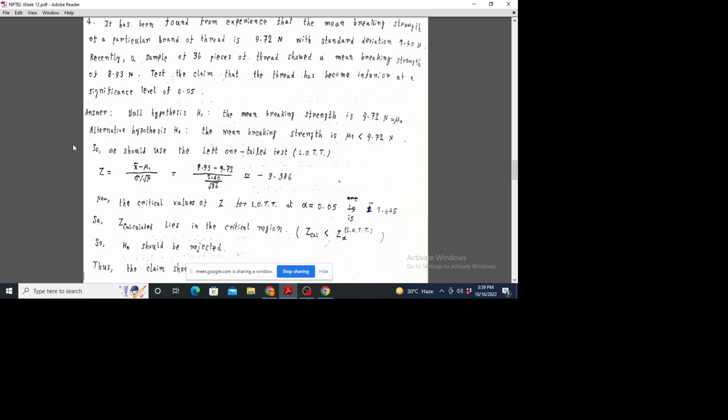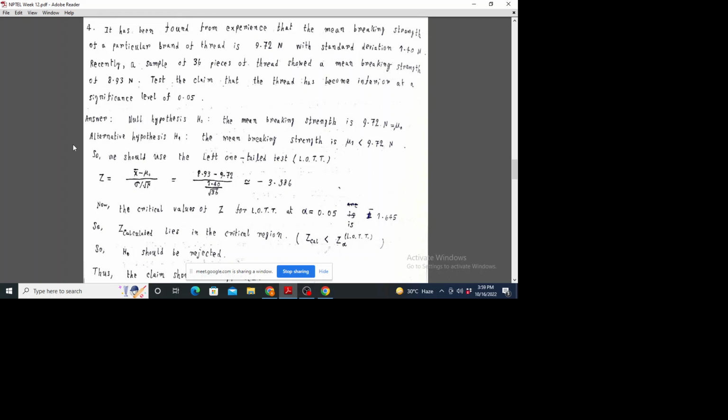Now let us do some problems from hypothesis testing. I hope you are familiar with that. So what do we need to do? We assume some hypothesis and rule that out or accept that at some significance level. Okay, let us go through the problem.